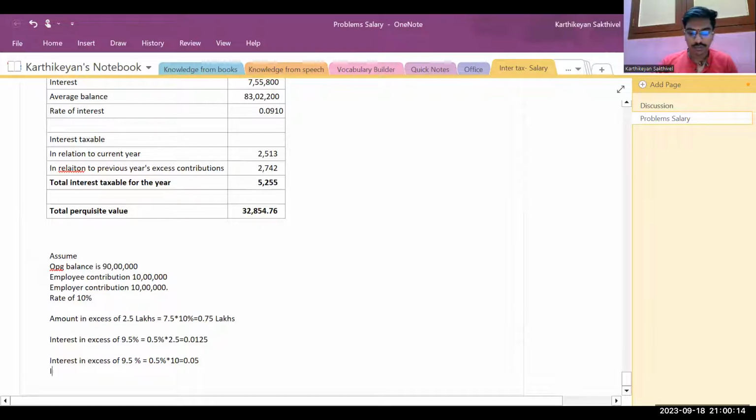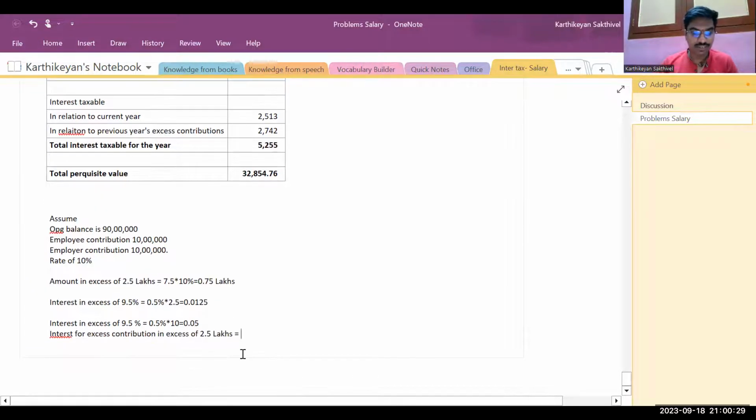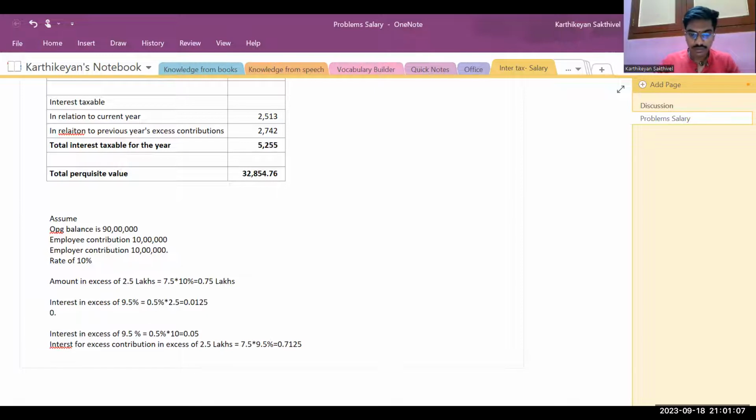ஓகே, 0.05. இப்போ இன்ட்ரெஸ்ட் ஃபார் எக்ஸஸ் கான்ட்ரிபியூஷன் இன் எக்ஸஸ் ஆஃப் 2.5 lakhs. இப்போ இதுக்கு எவ்வளவு உனக்கு இன்ட்ரெஸ்ட் வந்திருக்கும்? 7.5 lakhsக்கு இன்ட்ரெஸ்ட் வந்திருக்கும். கரெக்டா? ஸோ 7.5 நம்ம எடுத்துக்கணும். அதுல எதுவும் டவுட்ஸ் இல்லைல்ல? ஒரே ஒரு பாயிண்ட் என்னன்னா, இப்போ ஆல்ரெடி இந்த 7.5க்கு 0.5% இஸ் ஆல்ரெடி டாக்ஸ்ட் இன் அபவ். கரெக்டா? இந்த 10க்குள்ள தான் இந்த 7.5 இருக்கு. ஸோ இப்போ இந்த 7.5க்கு 0.5% ஆஃப் த இன்ட்ரெஸ்ட்டை நான் மேலேயே டாக்ஸ் பண்ணிட்டேன். ஸோ பேசிக்கலி மீதி இருக்க 9.5 மட்டும் நான் இங்க கட்டினா போதும். இது புரிஞ்சுதா? இப்போ ரெண்டு ஆன்சரையும் போட்டு பாரு, ஒரே ஆன்சர் தான் வரும்.